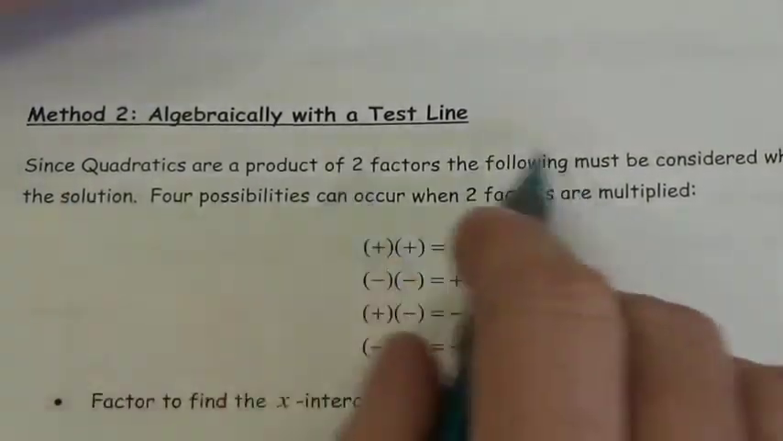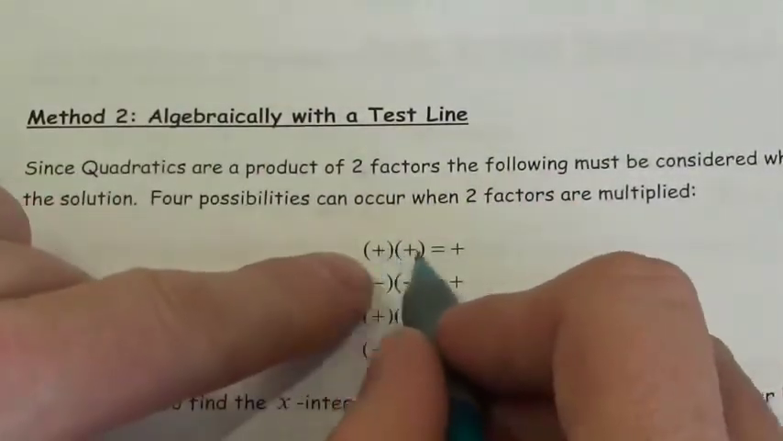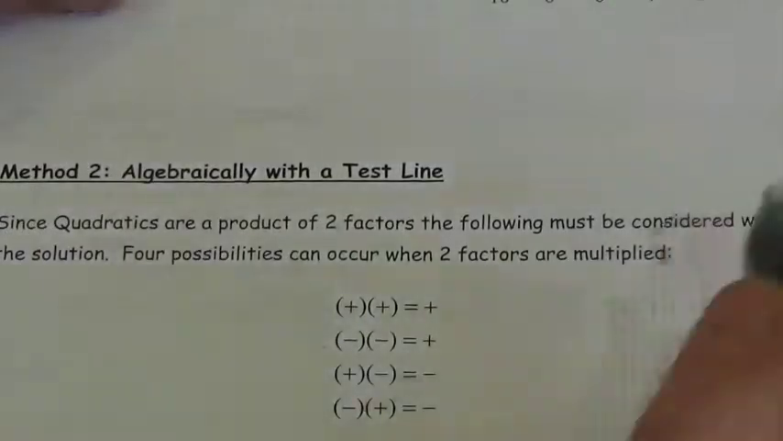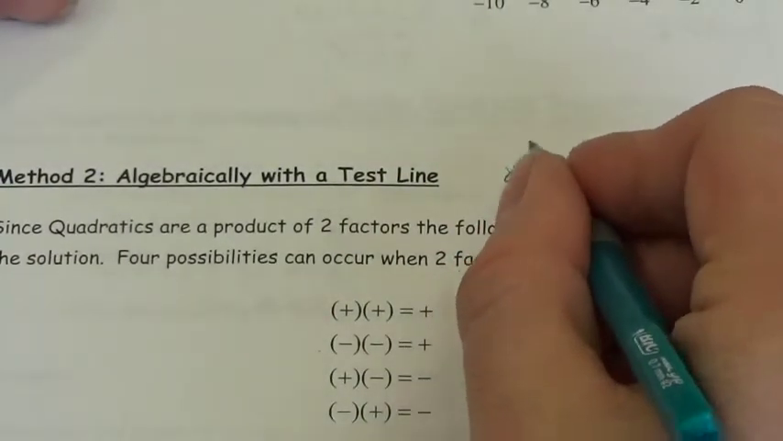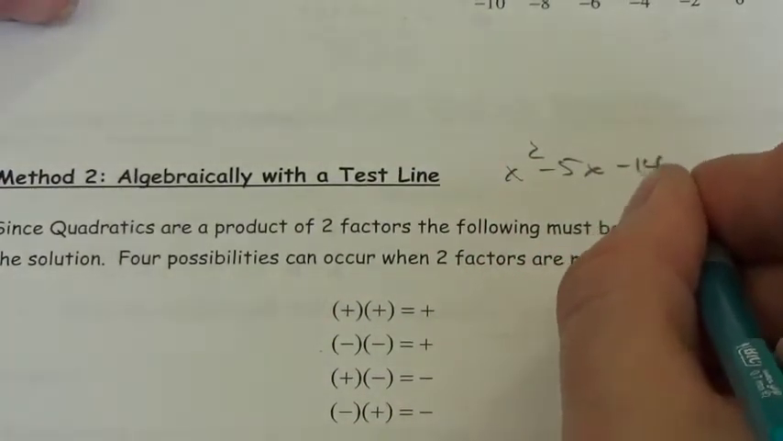So when we factor a quadratic, you get two factors. And what I mean by that is, like in the previous question that we just did here, we had x squared minus 5x minus 14.